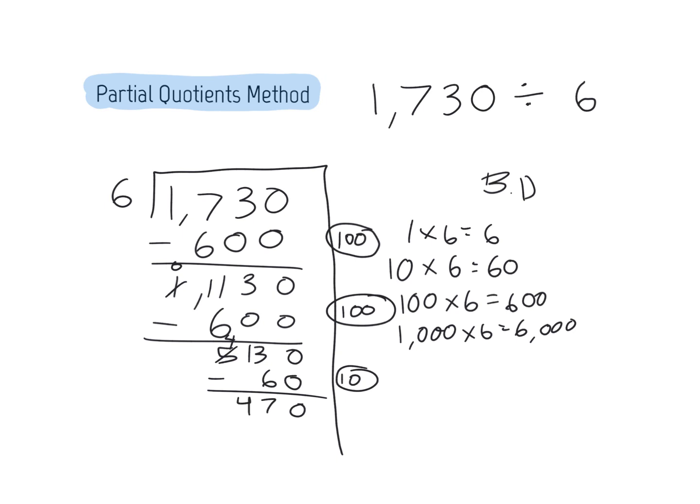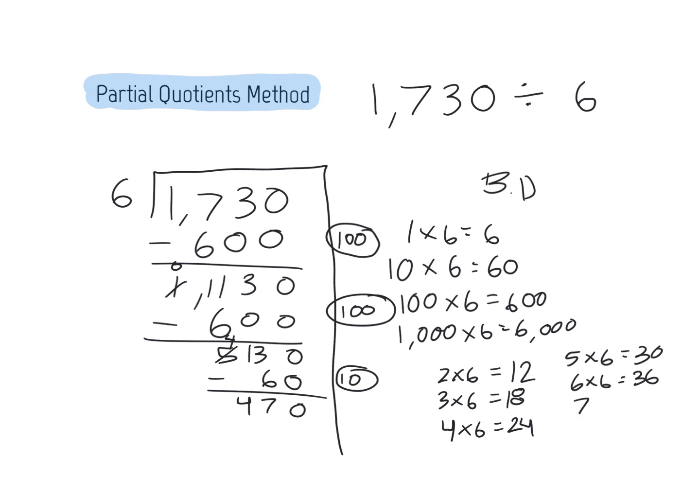And we have 470. Okay, now looking at this, it's going to take a while if I keep on just going by groups of 60, which I can. But now I want to start looking, what do I know about 6? Okay, so I know 1 times 6 is 6. Well, let's expand our horizons here a little bit. 2 times 6 equals 12. 3 times 6 equals 18. 4 times 6 equals 24. 5 times 6 equals 30. 6 times 6 equals 36. 7 times 6 equals 42. And 8 times 6 equals 48.